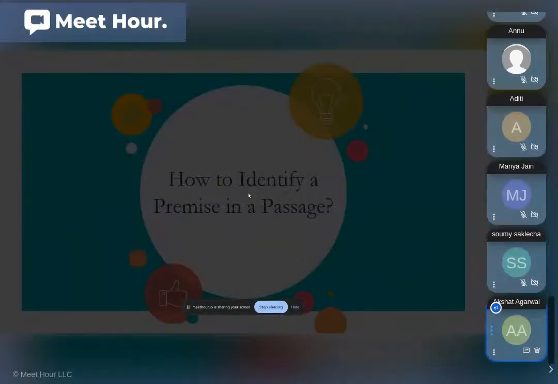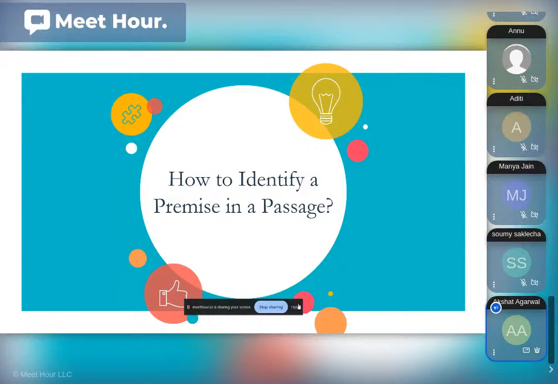Also, since I'm sharing my screen, I can't really see what you guys are doing in your chat box. So I'll just go ahead. I'll just keep checking the chat box once in a while.